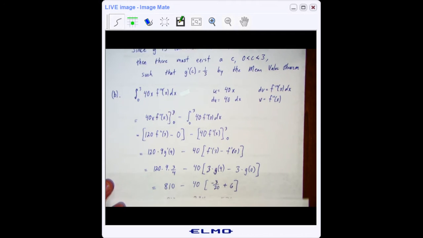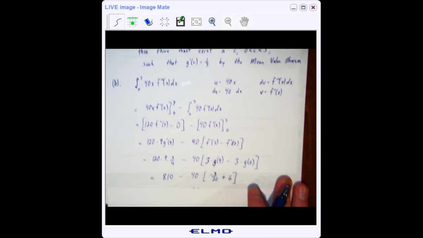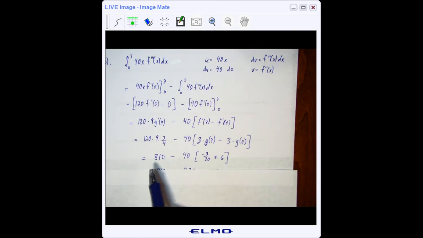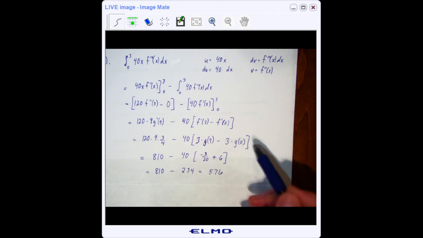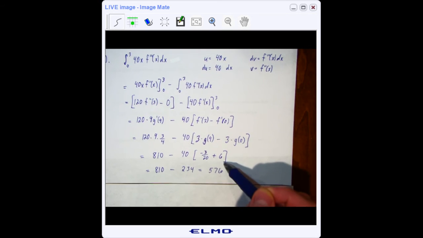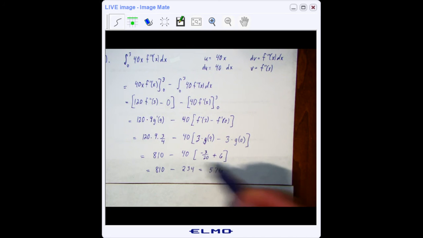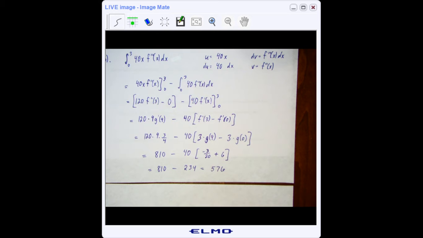Okay, so plug all those values in, and you end up here. This is 810 minus 40 times negative 3 over 20 plus 6. And of course, you can stop once you get to here, or if you simplify, you end up with 576. By the way, you cannot stop before this. You always have to plug in the numbers. It's just the arithmetic you don't have to do. So this or this or this, any of those are correct answers. So that was the integration by parts for part B.